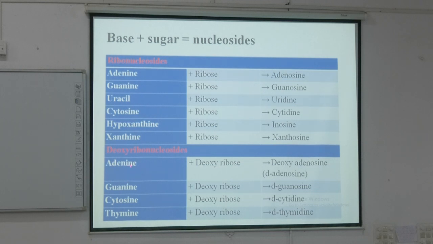These are all adenosine. How will it form? Deoxyribose binds with your adenine. It will form deoxyadenosine, like that. Deoxyguanosine, deoxycytidine, deoxythymidine. All these things are nucleosides.